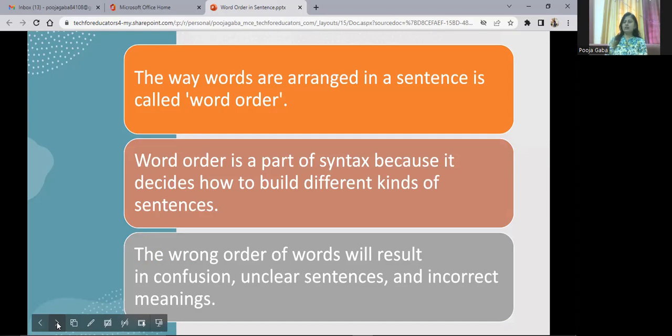Now, let us see one example. Sheena is eating an apple. Now, here, Sheena is the subject, is eating is the verb, and an apple is the object. So, in this sentence, we have placed subject first, then verb, and then object. So, this is called word order, in which different words are kept or arranged in a sentence.